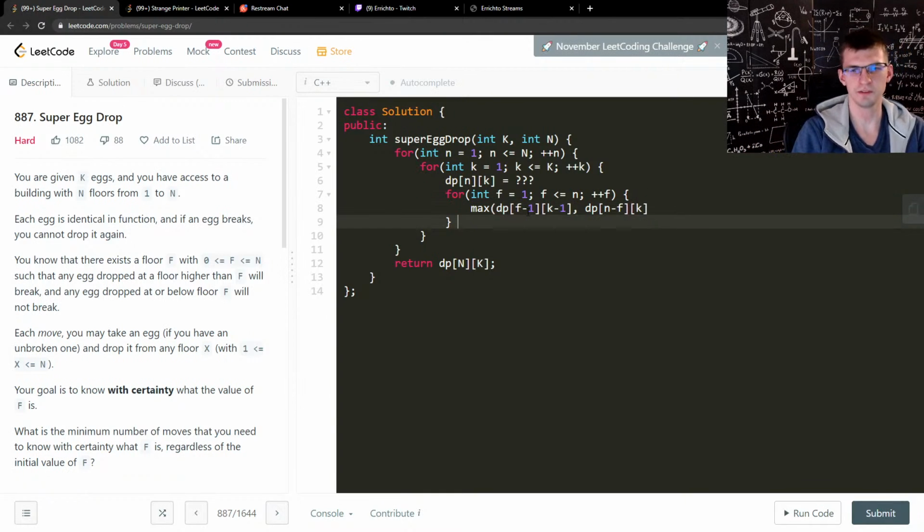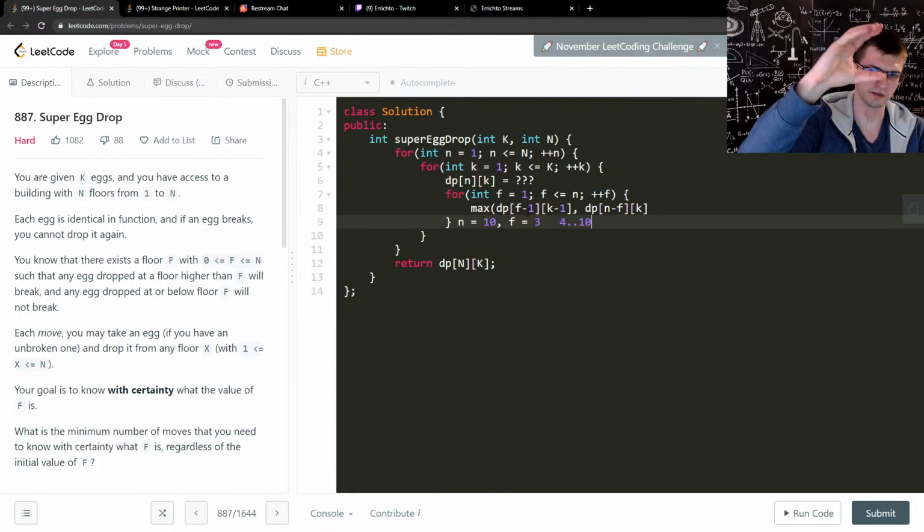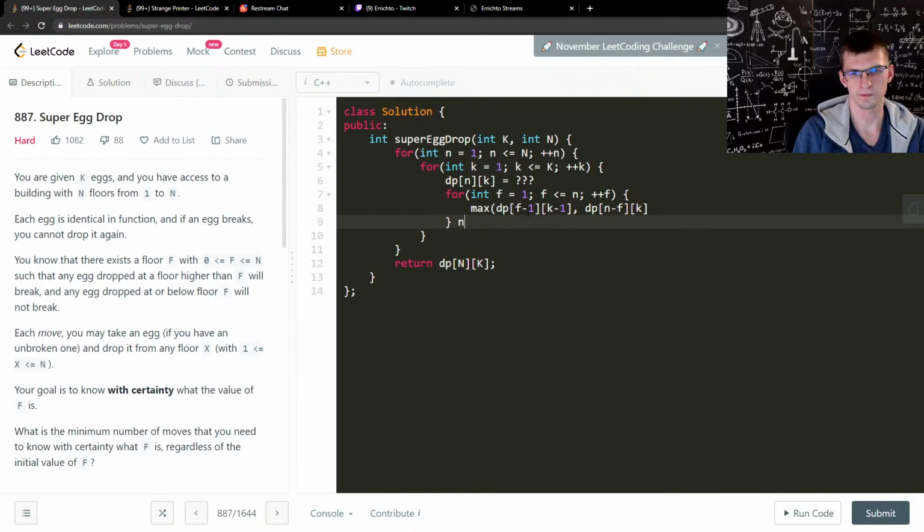For example, if n is equal to 10, and I'm dropping an egg on the 3rd floor and it doesn't crack, I know that I need to investigate floors from 4 to 10. There are 7 of them: 10 floors minus the 3 that I know aren't the answer. And I need to add 1, because I'm making a move. If there are 5 moves left here and 3 moves in this case, then my malicious opponent takes the worst case, so 5, and I need to add 1 because I'm making a move now.